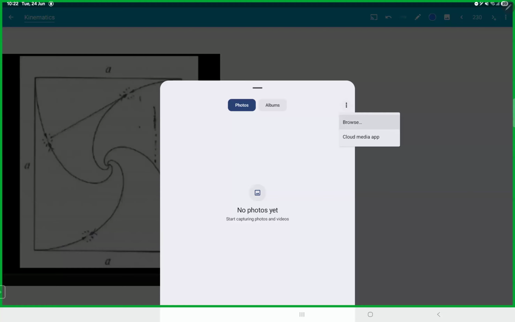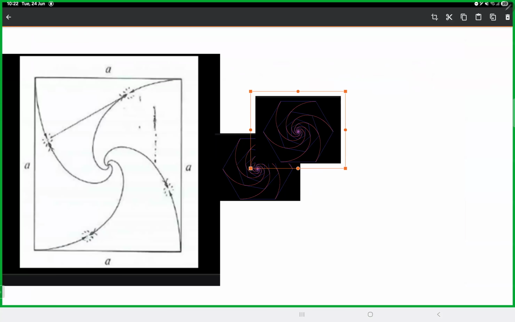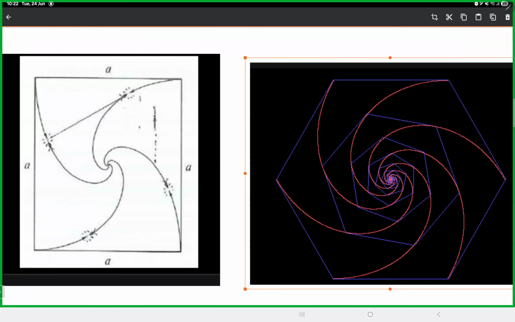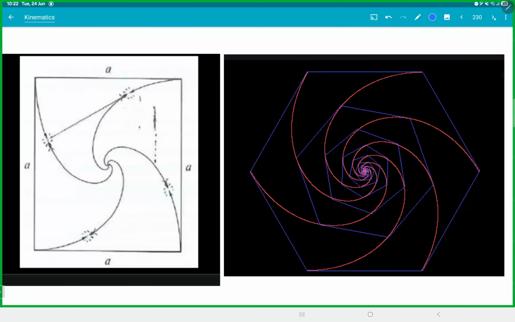You can even extend this further. If you have 6 particles chasing, it will look like this, a hexagon. These are 4 particles on a square chasing each other. This is 6 particles in a hexagon chasing each other. So they will always form a hexagon which is rotating and shrinking. Idea is the same.